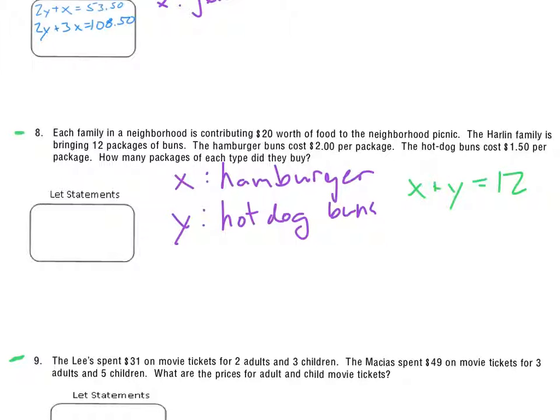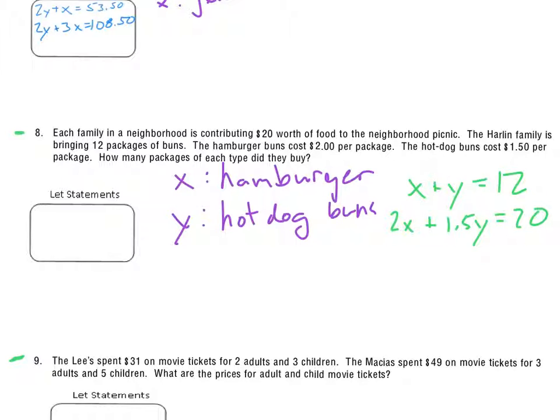And now our second equation. We know that hot dog buns cost $1.50 and hamburger buns cost $2 per package. Hamburger buns are our x, and if they're $2 each, we're going to have 2 times x, and our hot dog buns are $1.50 per package, so we'll have 1.5 times y. And we're looking at money now, so that gives us $20 total, like they told us in the problem, so we'll have that equal to 20.